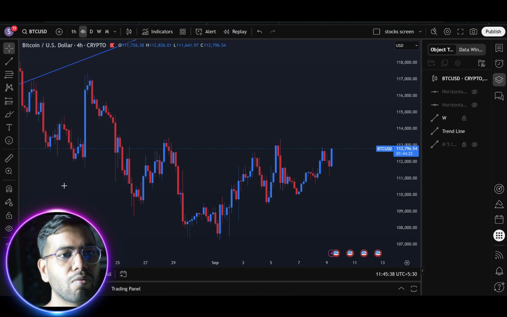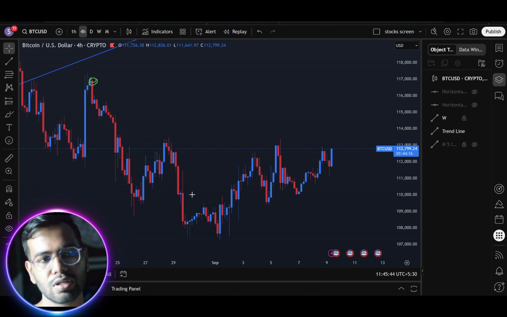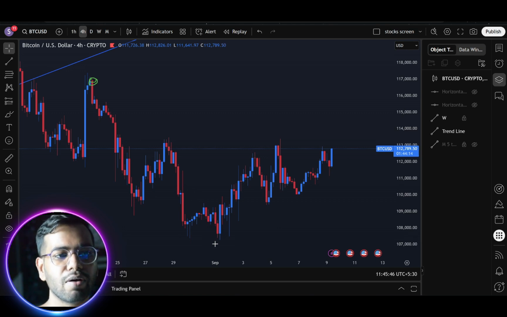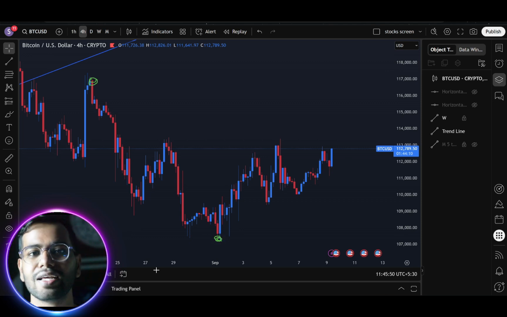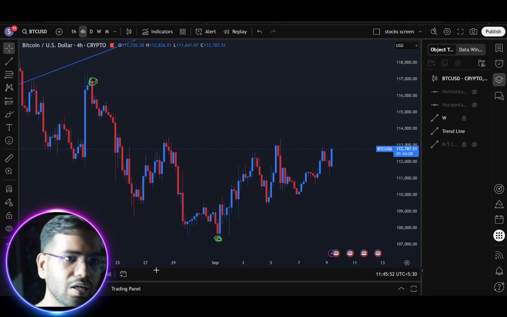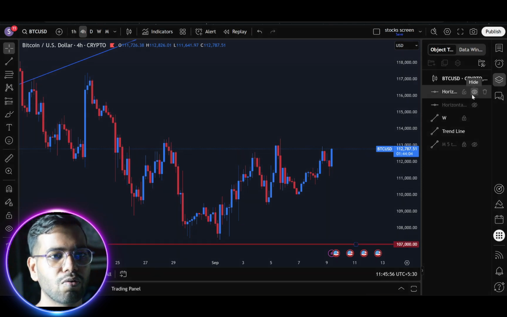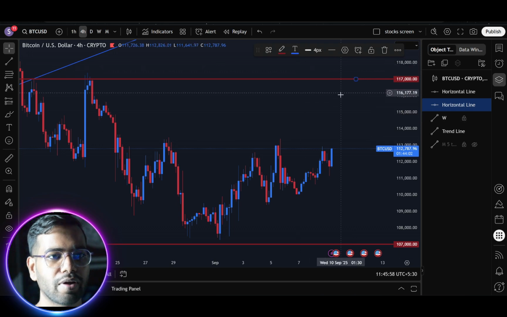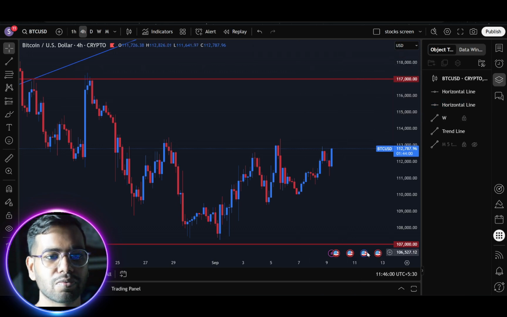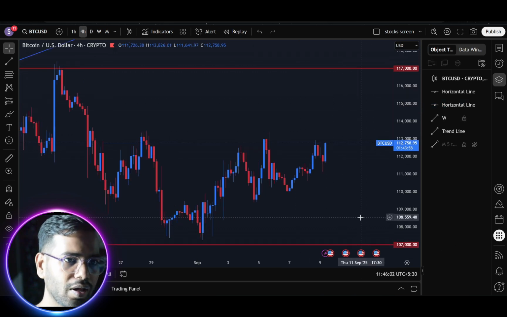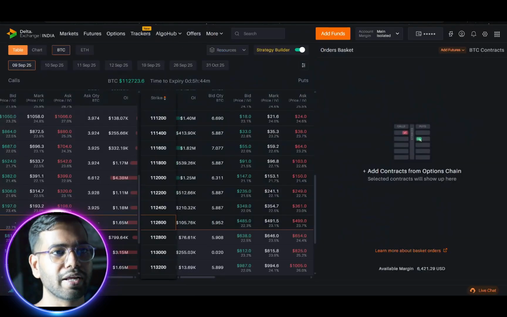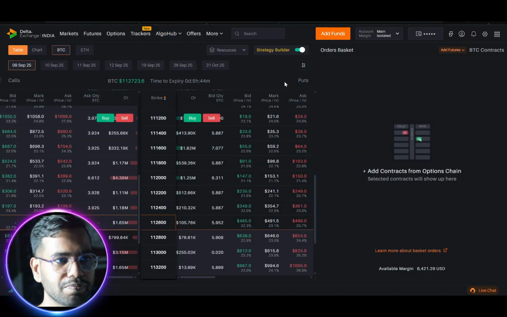For example, my view on Bitcoin is that it will remain below this level, which is 1,17,000 on the upper side, and above this level, which is 1,07,000 on the lower side, until the end of this month. So I will sell a call option of around 1,17,000 and a put option of around 1,07,000. Let's move on to the trading panel and form a strategy.